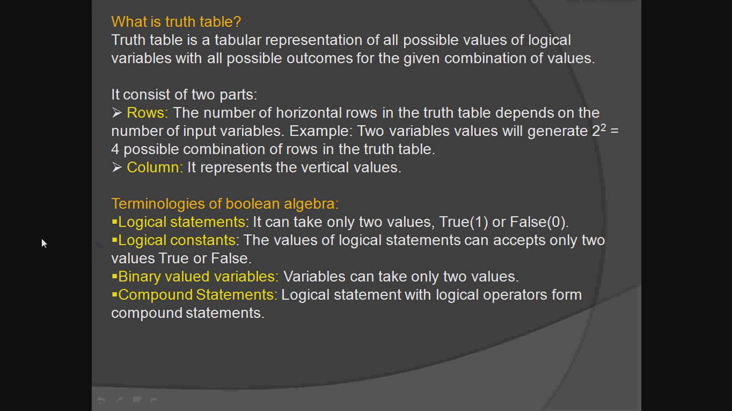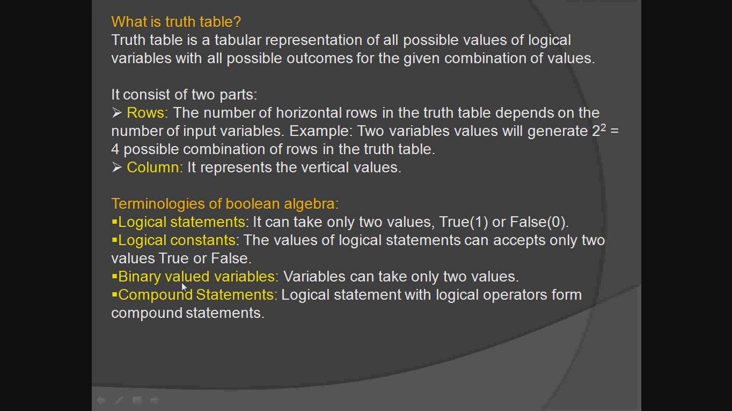Now the logical constants, the values of logical statements. The values that are stored in the operands or the variables can also be only of two types: either the value has to be true or false, or the value has to be 1 or 0. So all the digital circuits are designed using this concept, that is 1 or 0, clear.